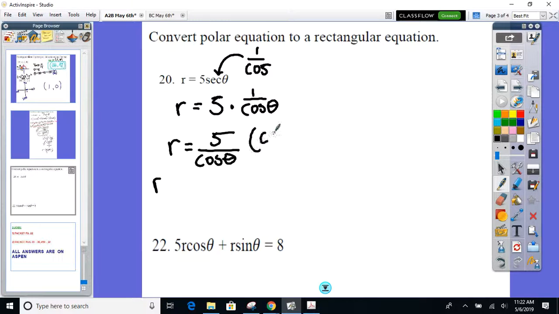Okay, ready? Multiply this side. Well, hold on. Not even at that point yet. Okay, what happens over here on the right side when I multiply by cosine theta? Well, this side right here. I multiplied both sides by, what's that? It does. What am I left with? 5. Multiply by cosine theta on the left side here. What do I end up with? R.